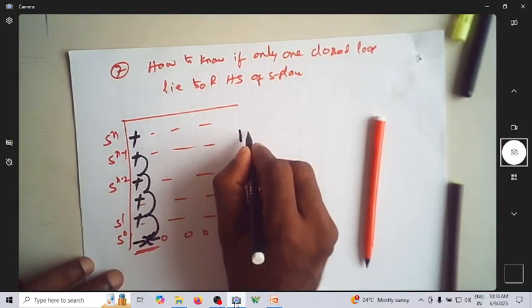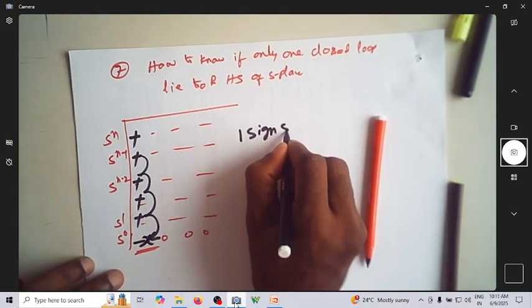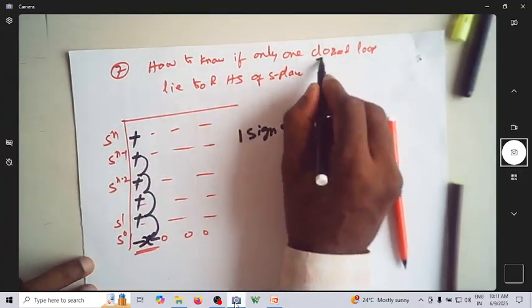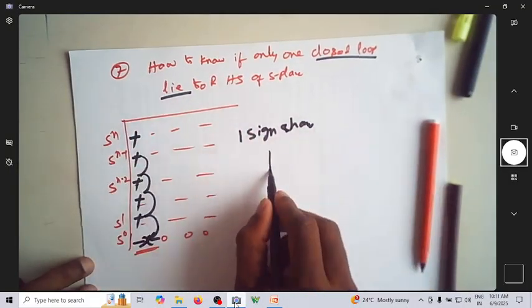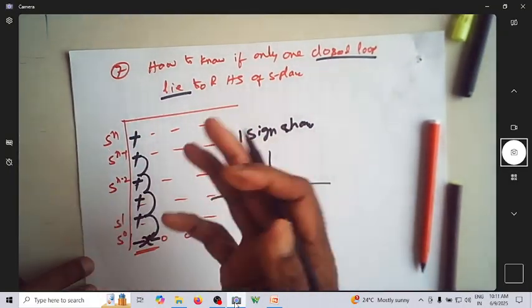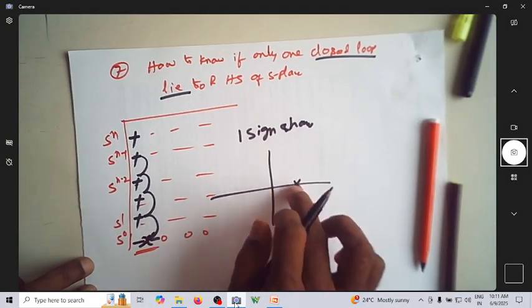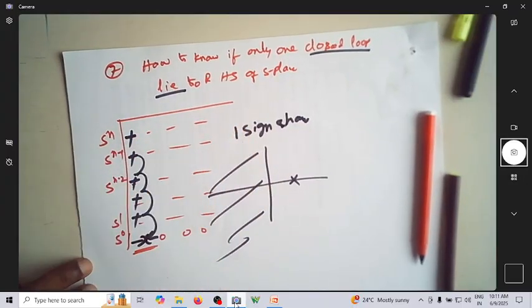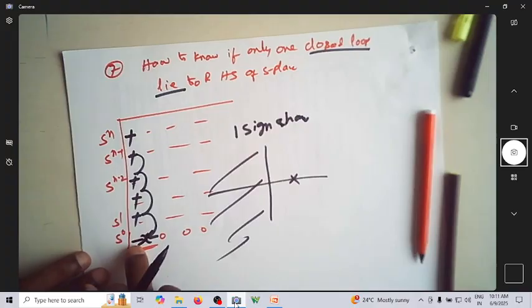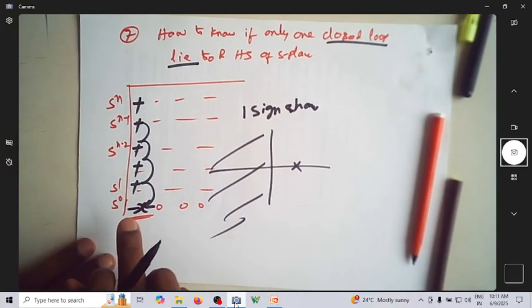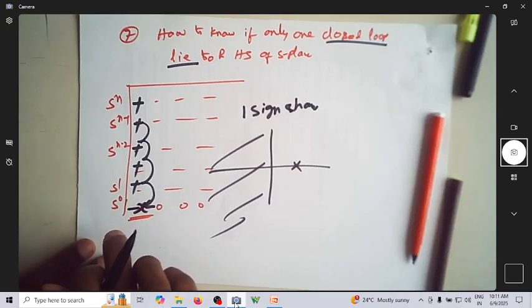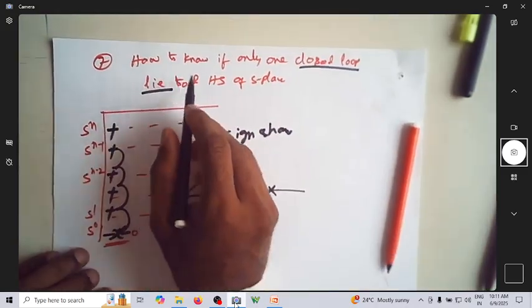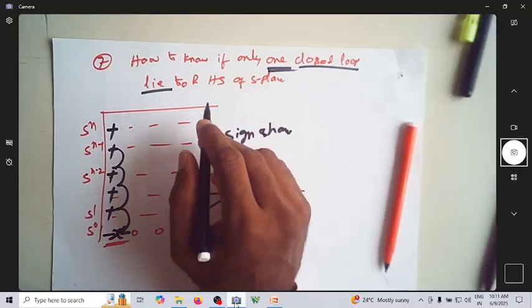change. So this is one sign change, meaning that only one closed loop pole lies on the right hand side of the s plane. We don't know where, it may be here or here, but it has to be on the real axis. Then all other remaining poles are on the left hand side of the s plane. So a negative sign in the last row's first column element is the indication that only one pole lies on the right hand side of the s plane.